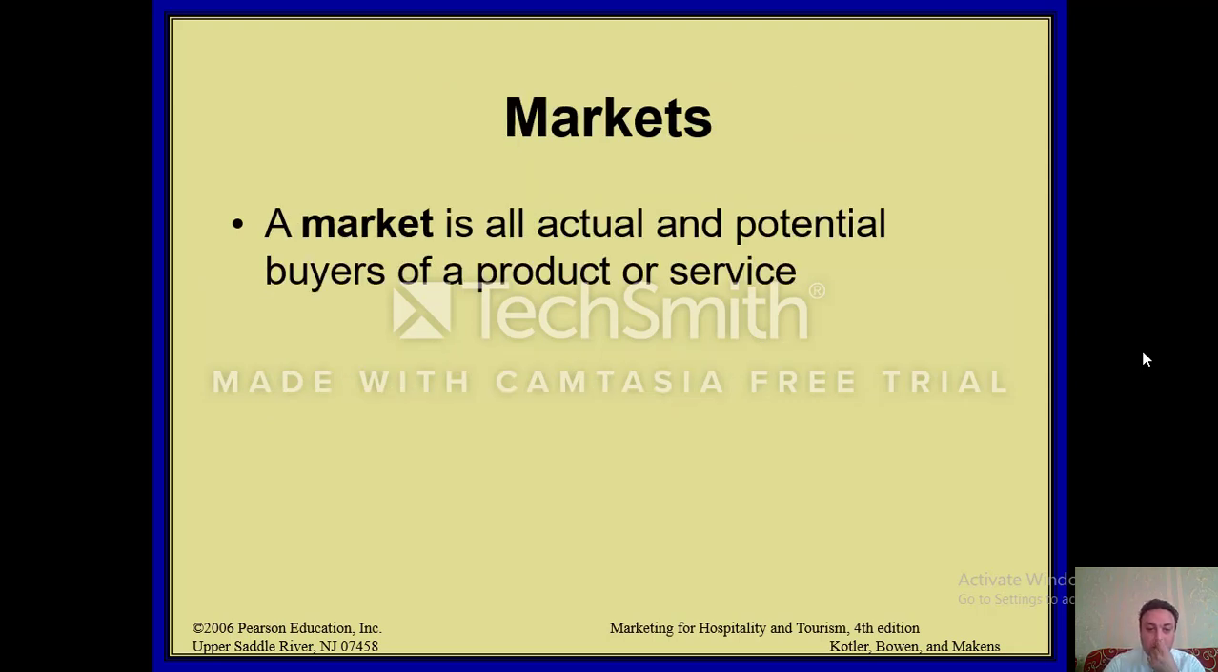So let's recall and remember together that a market is all the actual and potential buyers of a product or service. So we're talking about the actual buyers who buy the product or service now in the present time, and the potential buyers that we are looking for in future buying decisions.